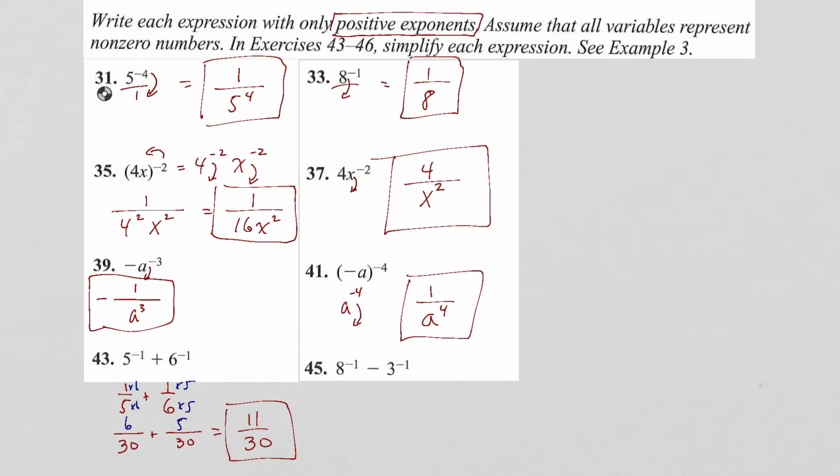All right, number 45, this is like 1 over 8 minus 1 over 3, so we have a common denominator of 24. This one we're multiplying by 3 to get to 24, so we multiply by 3 on top and get that. This one we're multiplying by 8 to get to 24, so we do the same thing to the top and get that. And then when the denominators are the same, they just stay. So 3 minus 8 is negative 5. And that's it.